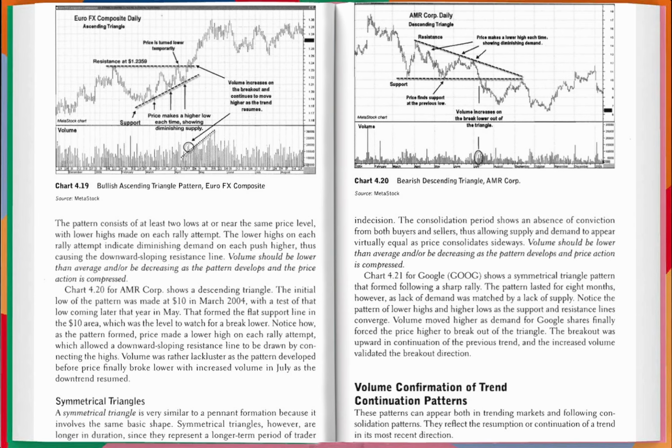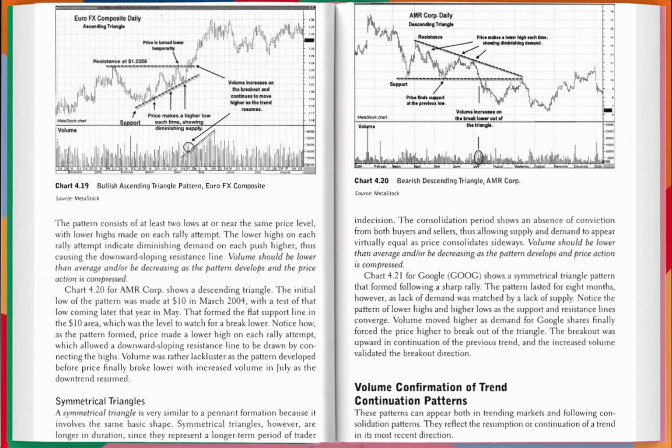Symmetrical triangles. A symmetrical triangle is very similar to a pennant formation because it involves the same basic shape. Symmetrical triangles, however, are longer in duration since they represent a longer-term period of trader indecision. The consolidation period shows an absence of conviction from both buyers and sellers, thus allowing supply and demand to appear virtually equal as price consolidates sideways. Volume should be lower than average and/or be decreasing as the pattern develops, and price action is compressed.